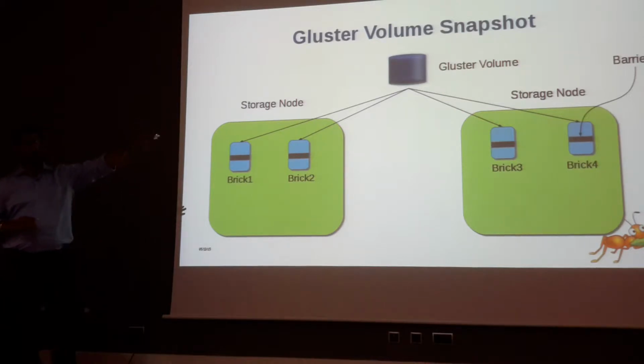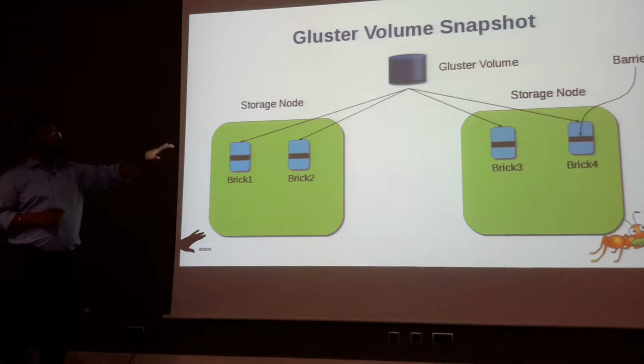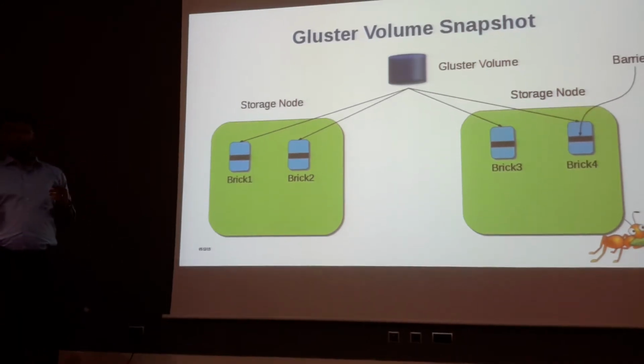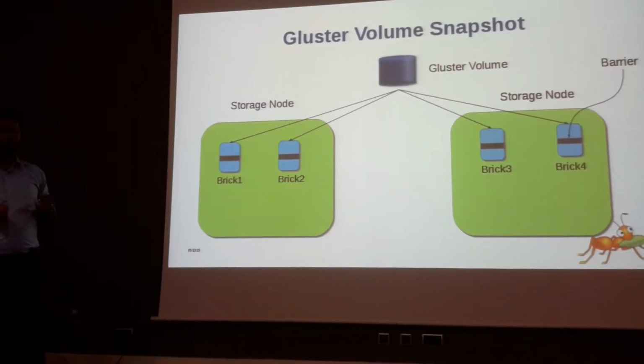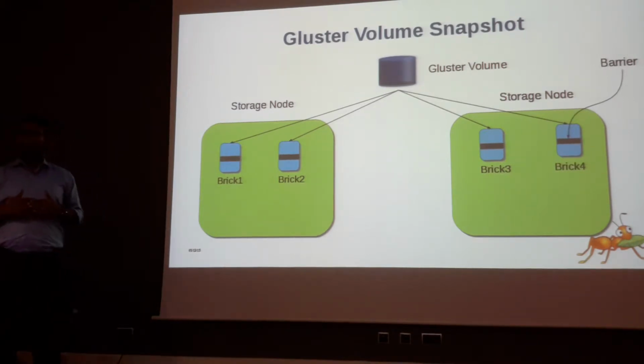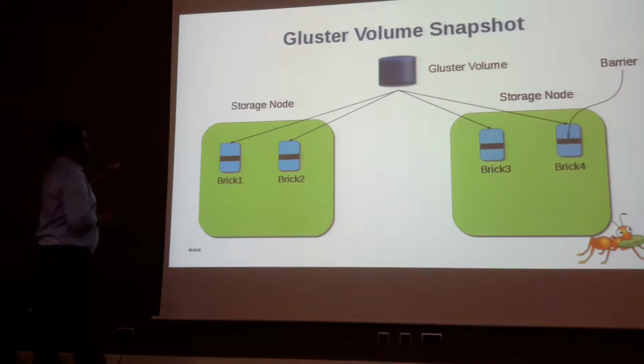The first step when a snapshot command is issued is that all the bricks take a barrier. Barrier is a new translator written for Gluster. It holds the efforts in the return path, so that the efforts which can lead to inconsistency are held back, and we can proceed with the snapshot. So the first thing is the barrier part.